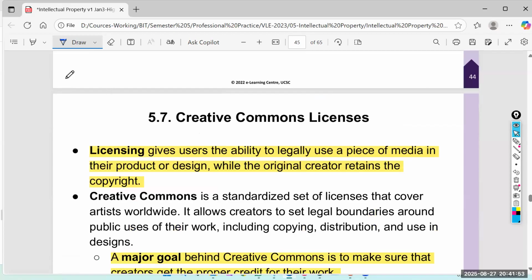Right. So now we are into the final subtopic. Now we are done with the major intellectual property rights: copyrights, trade secrets, patents, trademarks, and trade names. Right. Now we'll look very briefly at the Creative Commons licenses. Remember, we are now going back to copyrights.